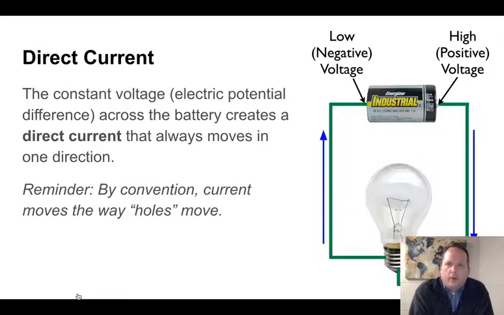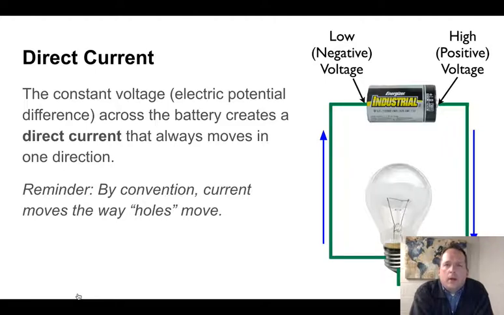So direct current, as we've seen before when we talked, for example, about flashlights, is produced when you have a constant voltage or a constant electric potential difference across the battery, and it creates a current that always moves in one direction. So if you have, for example, a traditional D-cell battery, the positive side is known as the high voltage side, and the negative side is known as the low voltage side, and we get an electric current that flows from the high voltage side around to the low voltage side, and if that passes through the light bulb filament, you'll get the light bulb to light.